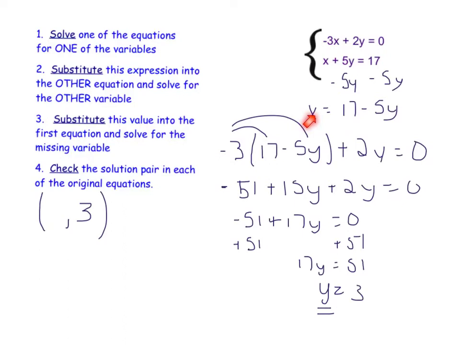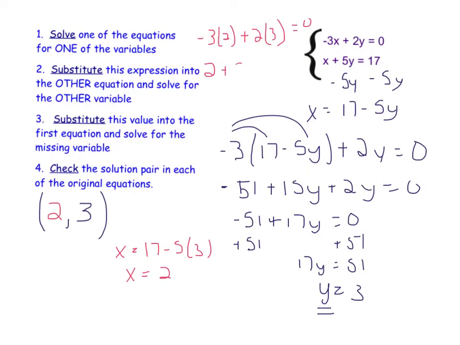So I think I'll use red. So x equals 17 minus 5 times 3. So 17 minus 15, x is 2. And then I would really like you to get in the habit of checking your work. So make sure that you plug in the 2 for x, negative 3 times 2 plus 2 times 3. So negative 6 plus 6 does indeed equal 0. And 2 plus 5 times 3 does indeed equal 17. So they both check out, so I know that this is my answer.